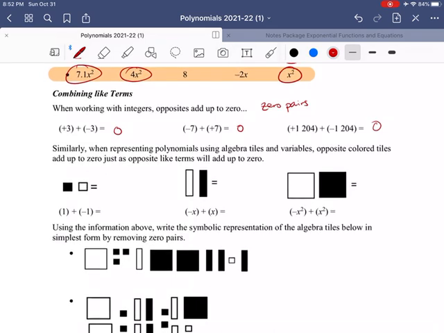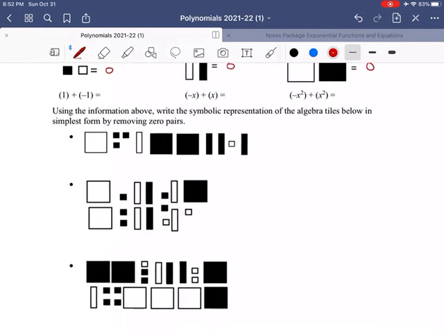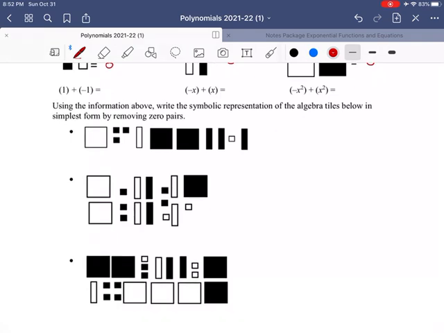The same thing happens with algebra tiles or polynomials. Okay, so this is a positive 1, and we're adding a negative 1. This will still equal 0. A negative x and a positive x, 0. And a negative x squared and a positive x squared, 0. So we can kind of simplify these algebra tiles examples by looking for zero pairs.